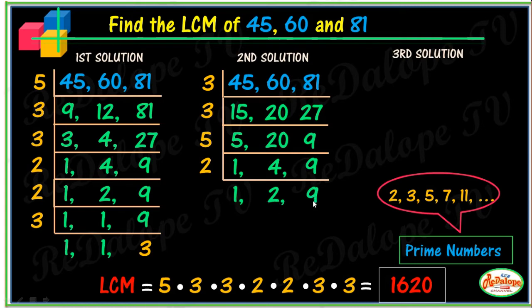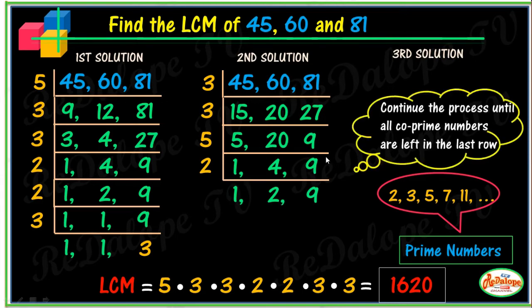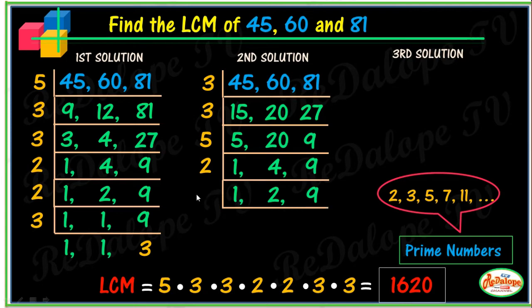Then 1, 2, 9 are not co-prime, so therefore we'll continue the process hanggang sa maging co-prime ang pinaka-last row. Since 2 can be divided by 2, so divide by 2. So 1 divided by 2 cannot be, so bring it down here. 2 divided by 2, so that is simply 1. 9 divided by 2 cannot be, so bring it down here.